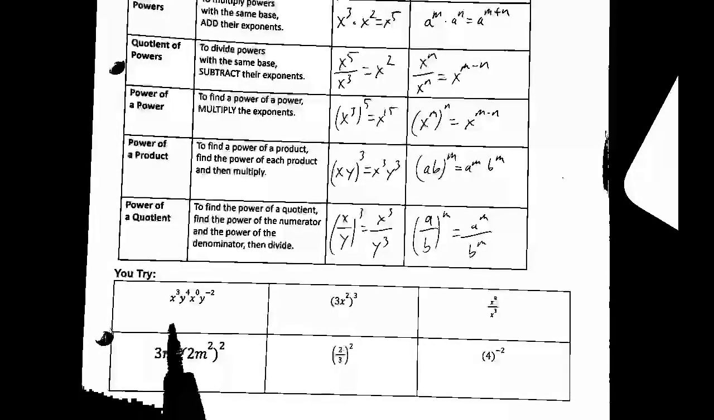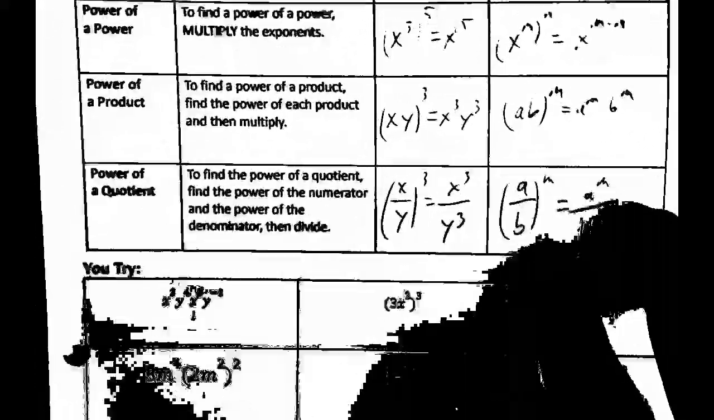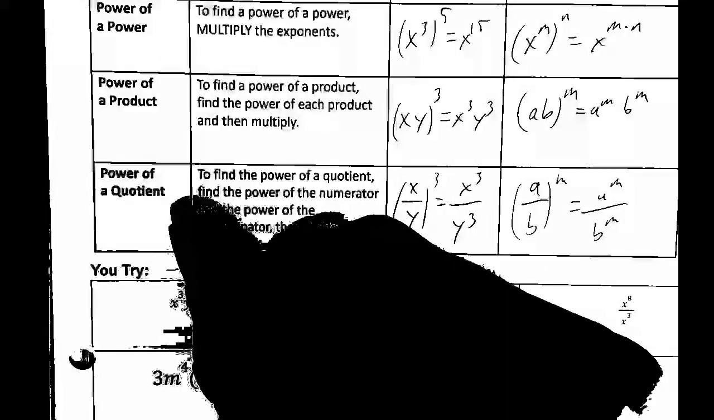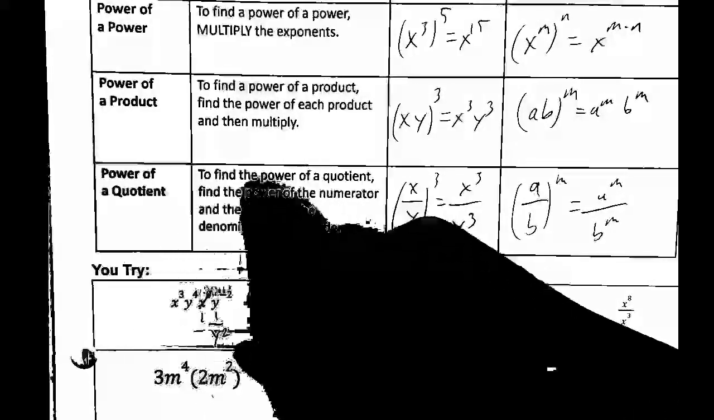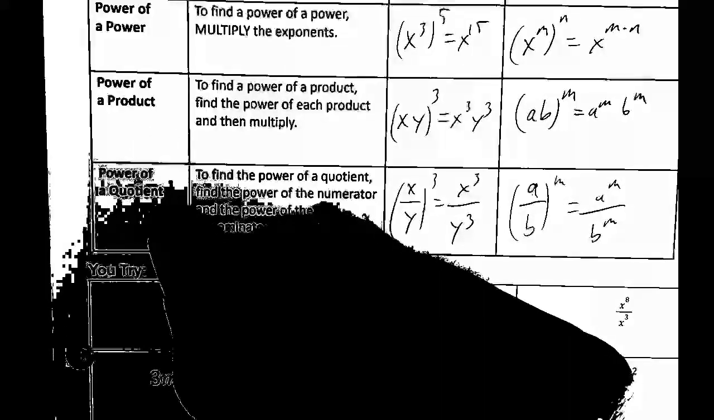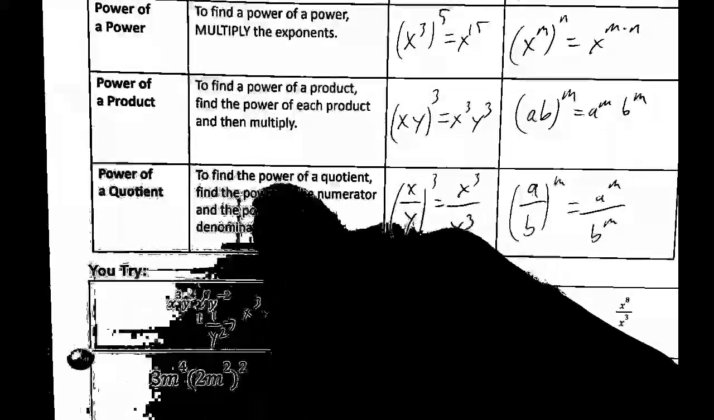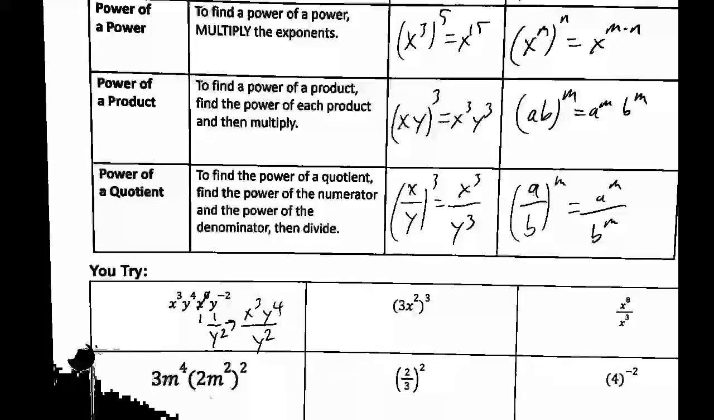Okay, so how do we simplify this? Well, in this case, we have x to the third, x to the 0, y to the fourth, y to the negative second. We know x to the 0 is just a 1, so I can cancel that out. Y to the negative second, let me zoom in here, that's 1 over y squared. Then I've got this y to the fourth, that's going to stay with the x to the third. So I can rewrite this as x to the third, y to the fourth over y squared, right?